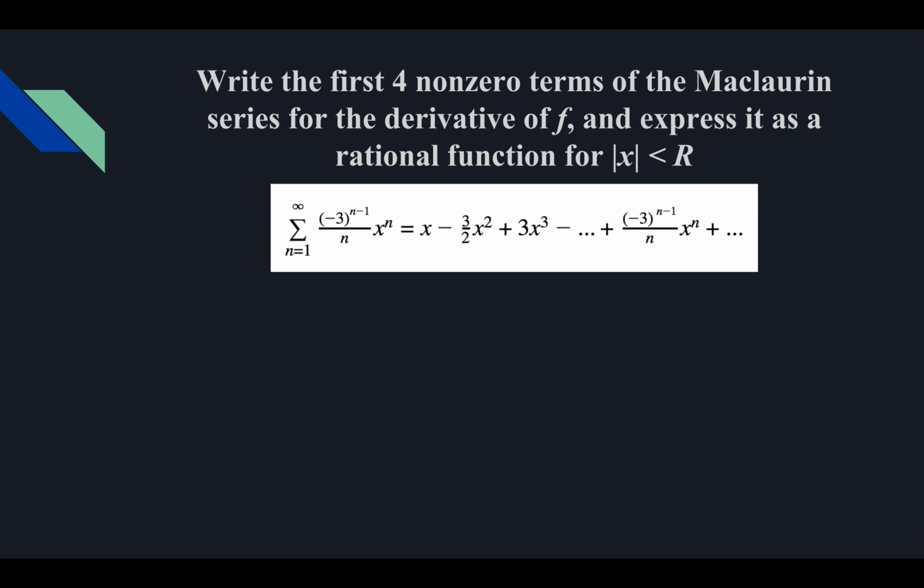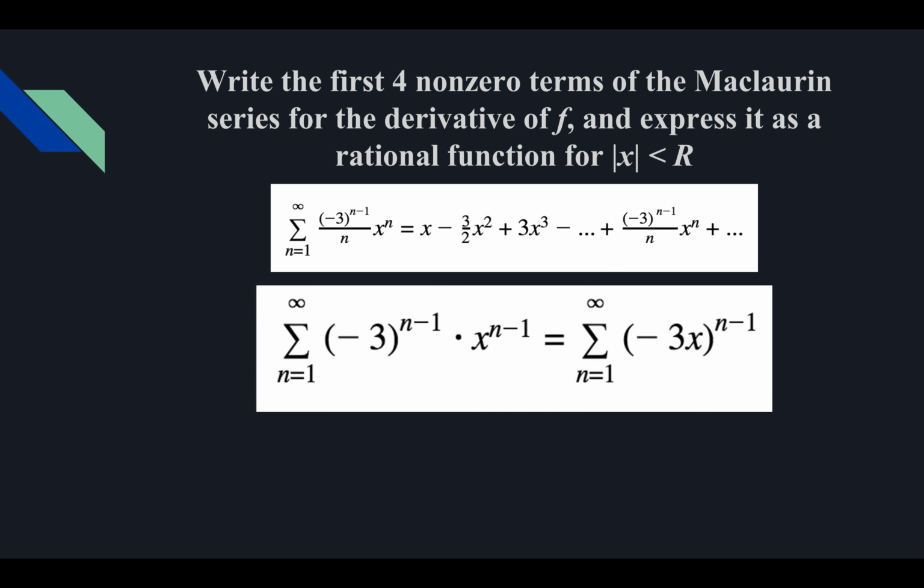In the second part of part B, we have to express the derivative of f as a rational function. Okay, so in order to take the derivative, we simply use the power rule on the series. Since it is x to the nth here, we simply multiply the n in front and subtract 1 from the power, and the n's here cancel, so we get negative 3 to the n minus 1 times x to the n minus 1, which simplifies to negative 3x to the nth minus 1 from n to infinity.